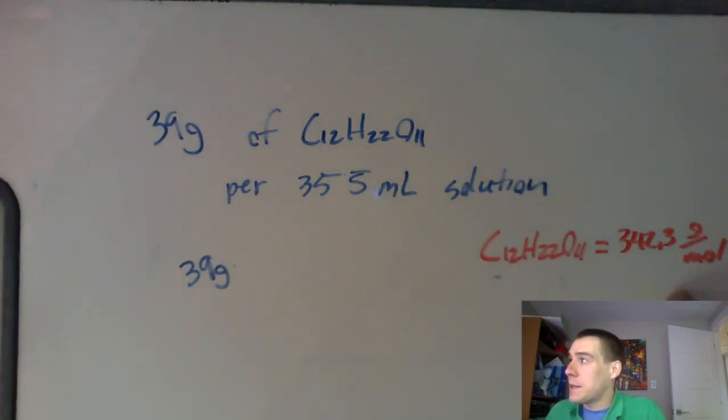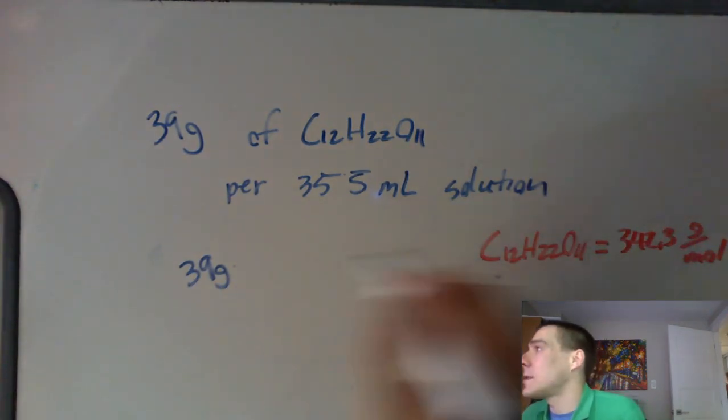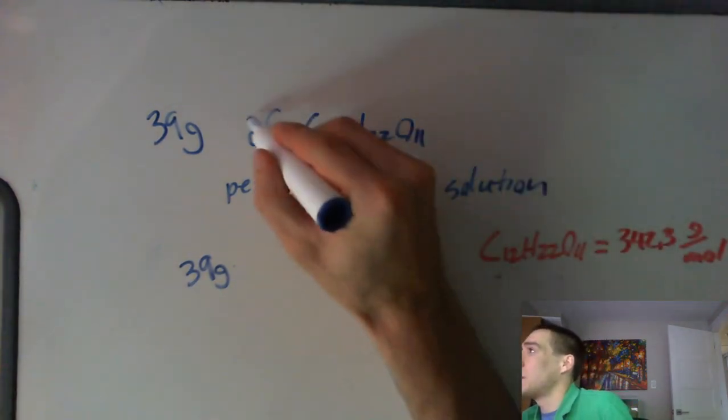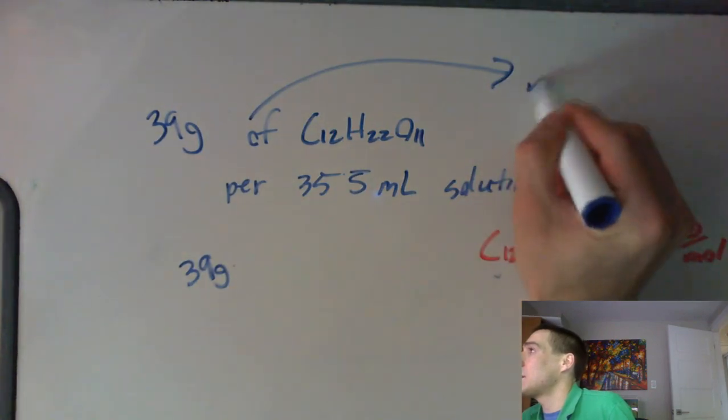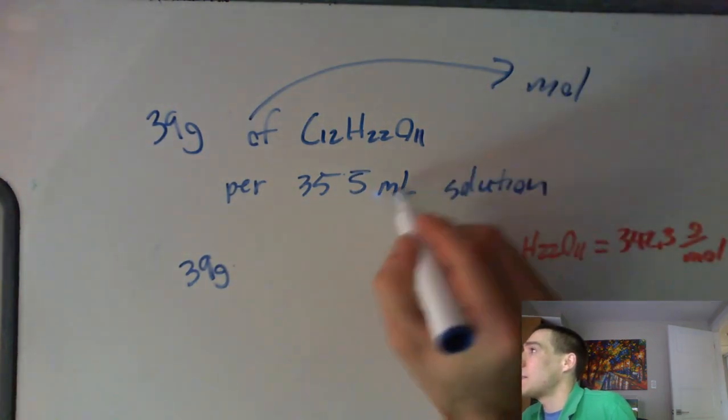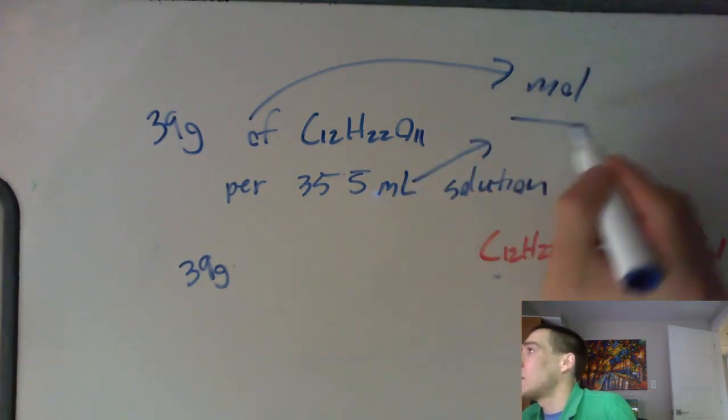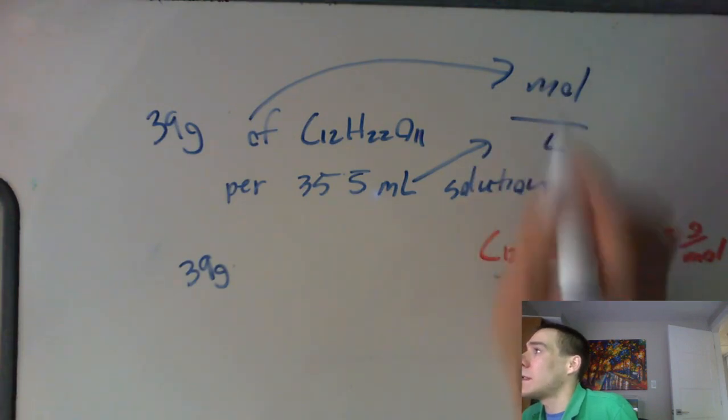I wrote down the grams per mole, the molar mass of my sucrose. I decided to spare you the trouble of doing 12 carbons and 22 hydrogens and 11 oxygens. I need to convert this into moles per liter. So I'm going to take my 39 grams and convert it to moles, and my 355 milliliters and convert it to liters. That's what I need to do.